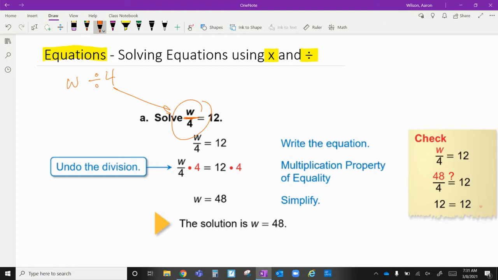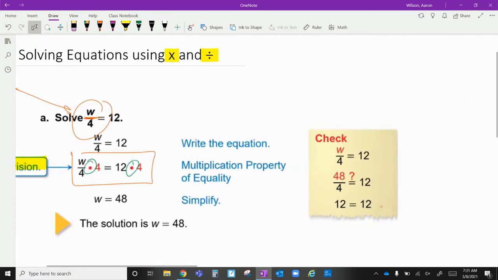Notice what they're doing to both sides in the equation. They are undoing this division. And the reason why they are undoing the division, they are using multiplication. Remember, the dot there means multiplication, and they're multiplying both sides of the equal sign, the left side of the equal sign by 4, and the right side of the equal sign by 4. And this is called, of course, the multiplication property of equality. And so you end up getting a solution of W equals 48.